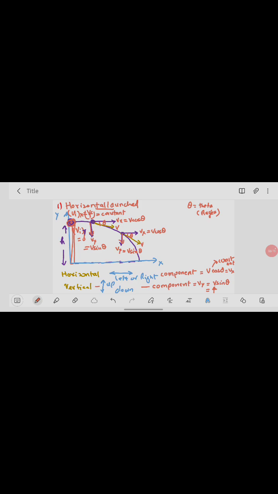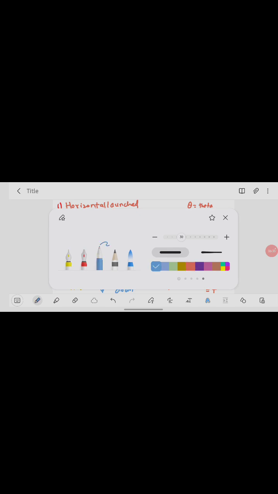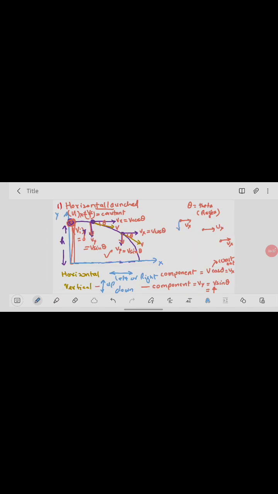In this case, if I ask you to draw the motion diagram, this is the motion diagram. Or you can simply find it in the book. They are making the x like this, vx, the x like this, vx, and in the same way they are representing the y also like this, vy, vy, vy. So this is the motion diagram.